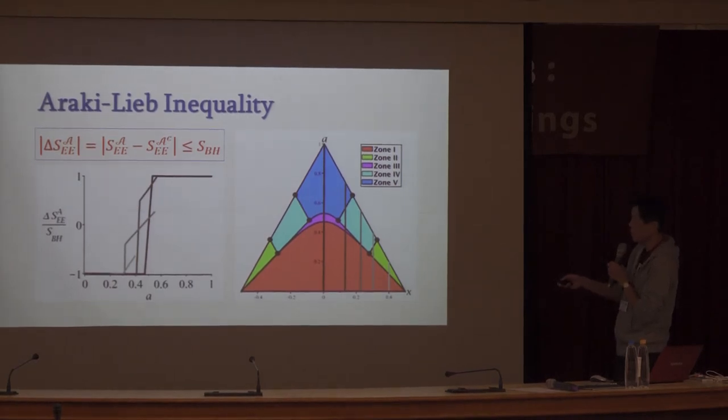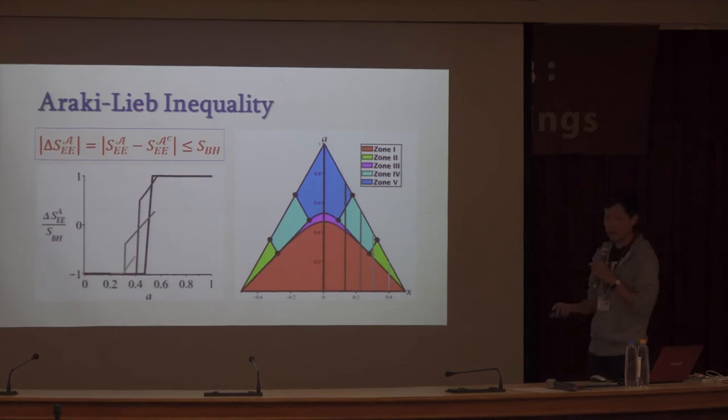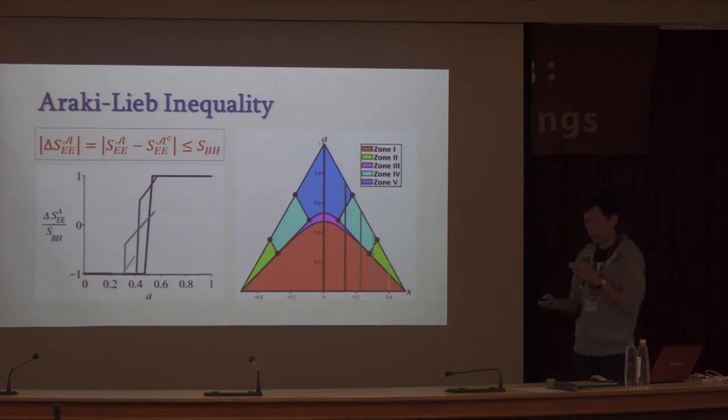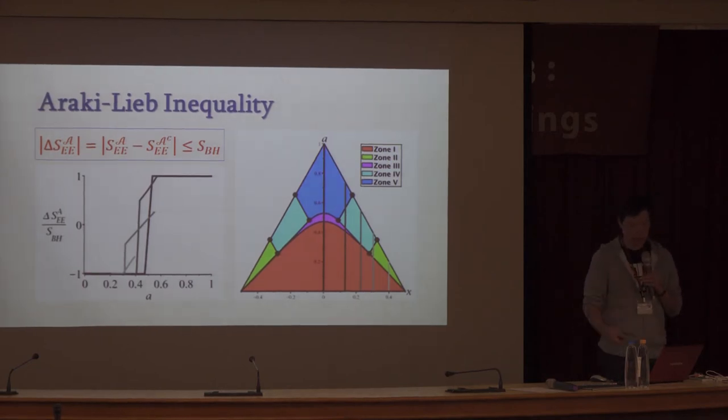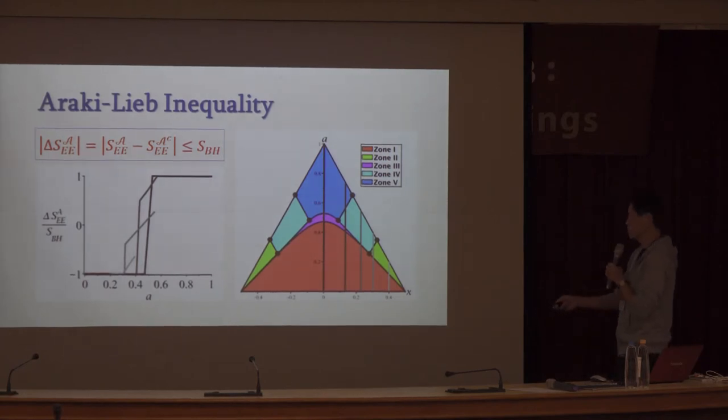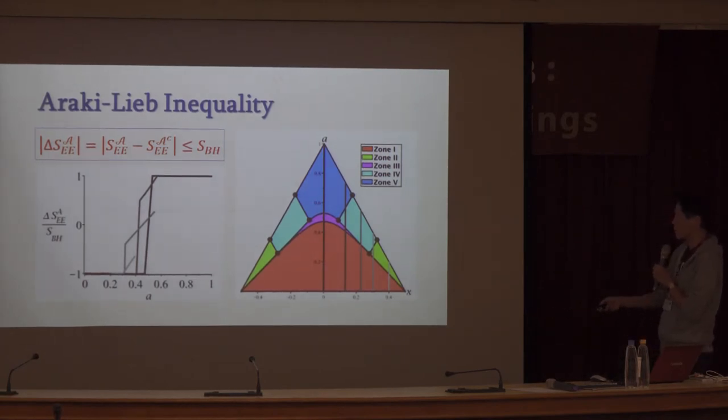And the other parts, like 2, 3, 2, 5, they are different, because in this part, A belongs to the sky, but AC belongs to the reverse sunset. So that's a different part. So the difference between these two is not exactly zero, or it's not exactly the thermal entropy.